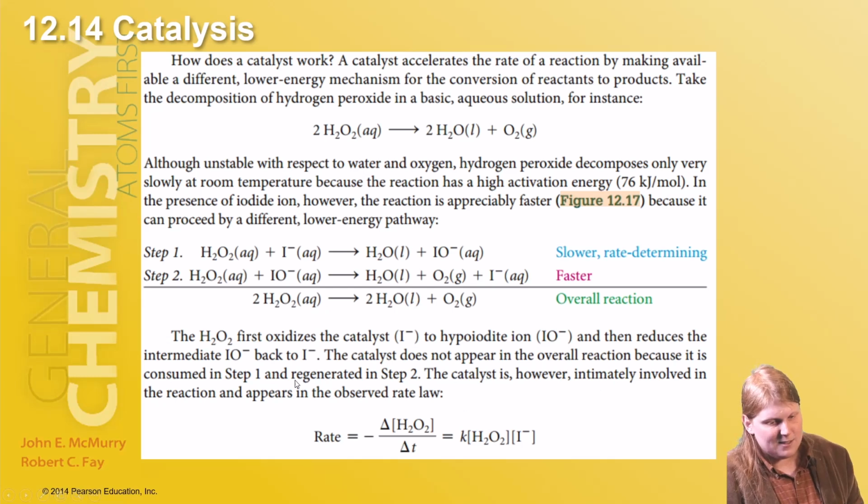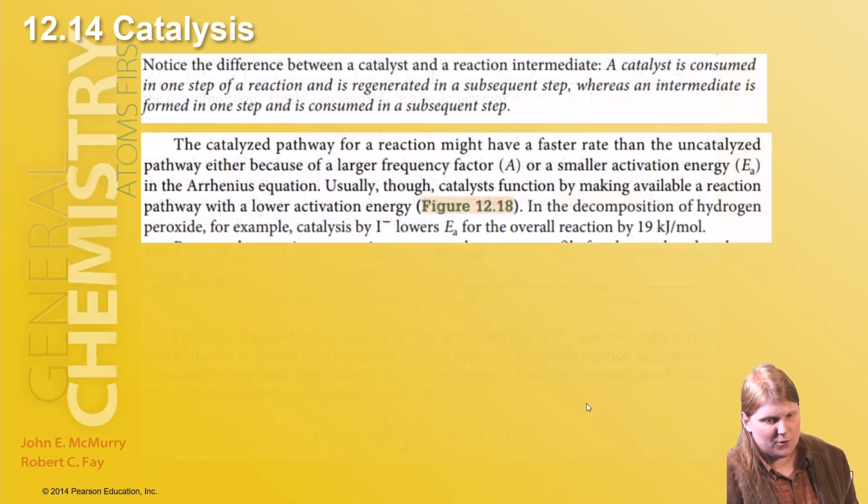So a catalyst can appear in the observed rate law, but it will cancel out in the overall reaction, and it will cancel out of all the steps. It'll appear on the right and the left, and it will cancel out. So kind of like an intermediate, it'll be produced and consumed, but unlike an intermediate, it's coming from an exogenous source. It's coming from the outside. It's not produced or consumed by the reaction itself. These are just other things to help you distinguish the two.